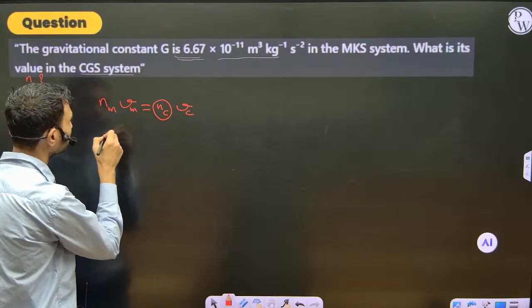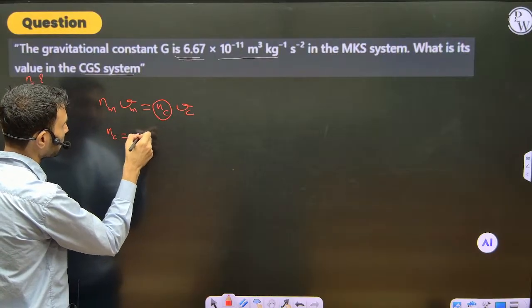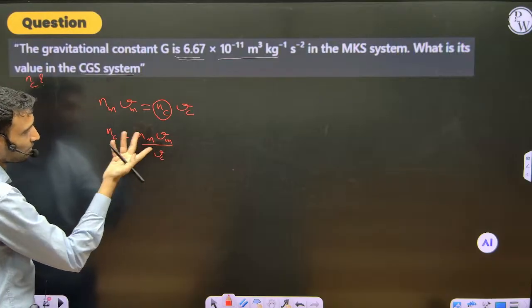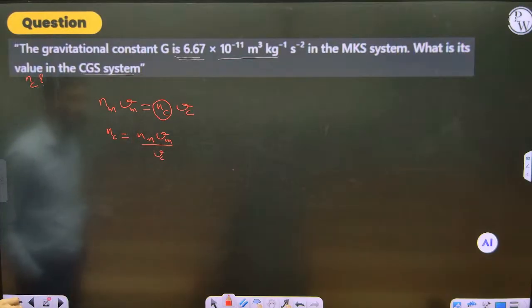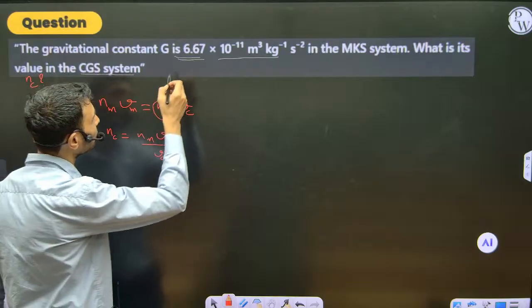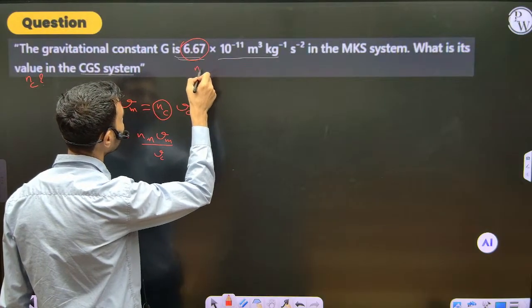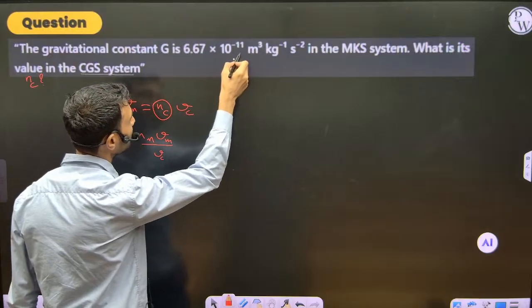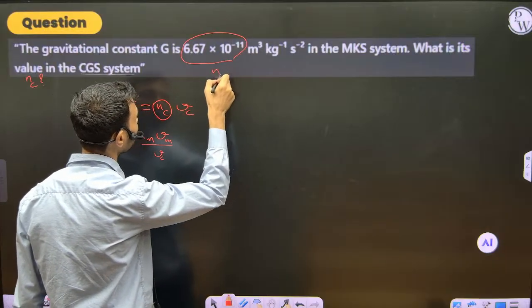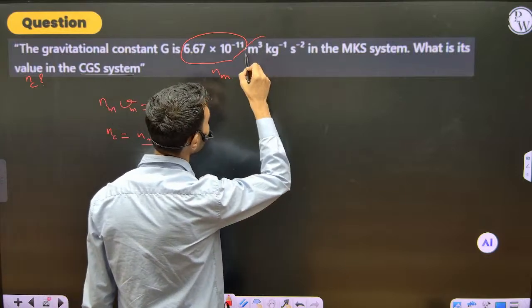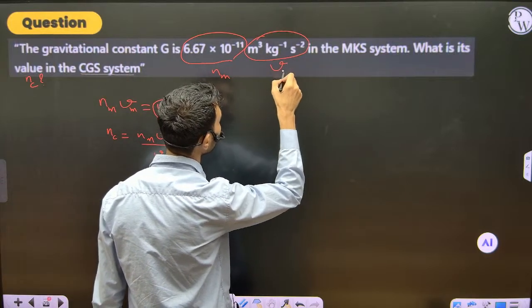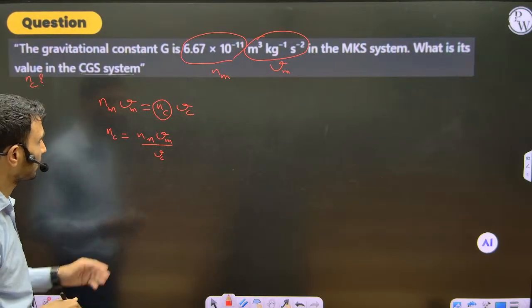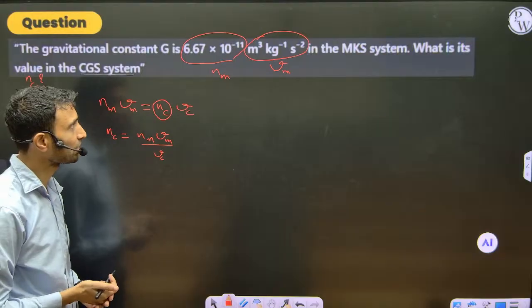N CGS is coming out to be N in MKS times U in MKS divided by U in CGS. Right? Just plug in the numbers, you get done. So this is the number N in the MK system, the entire thing. That's the number in the MK system. And this is the unit in the MK system, right? Just put it there and divide it by UC, you will get NC, right? So it's very simple, straightforward.